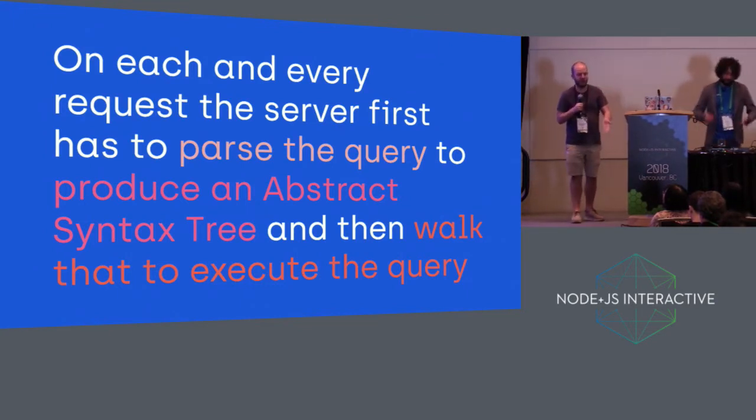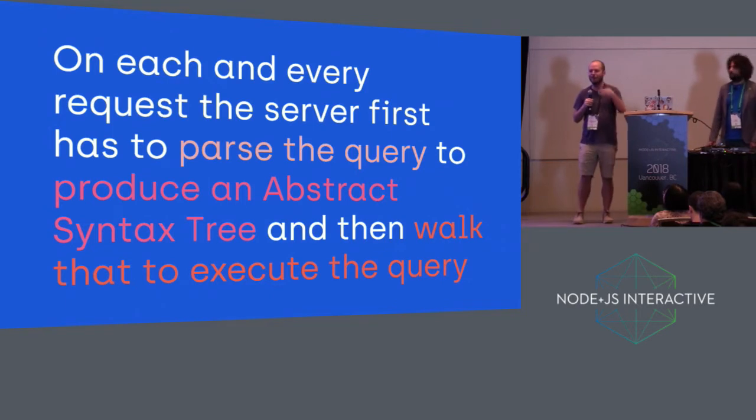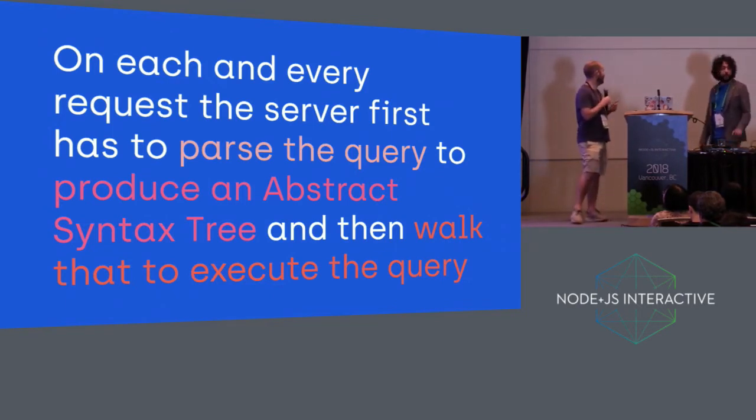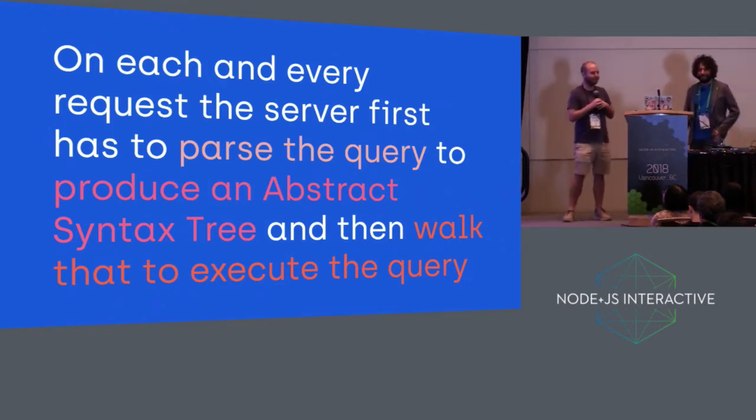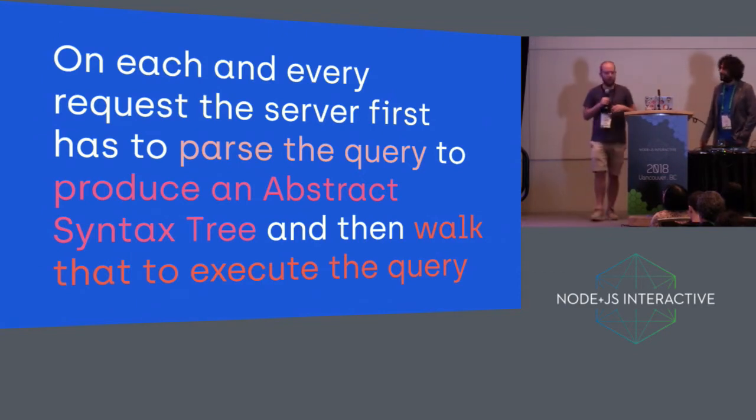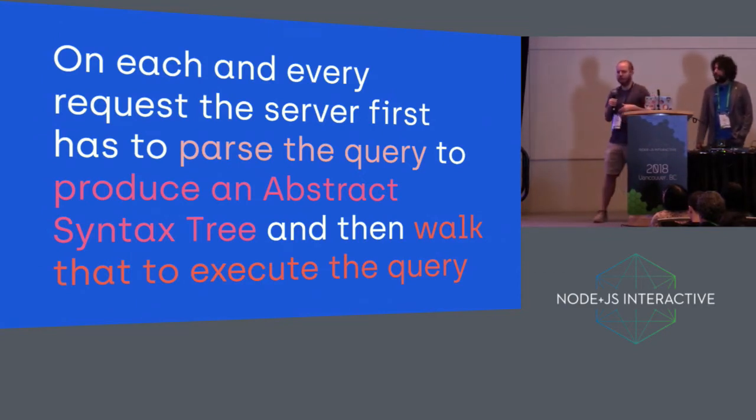So this is on every request you get in. So imagine running Babel every time somebody requested your server. You can try. So how can we approach this and make this faster?